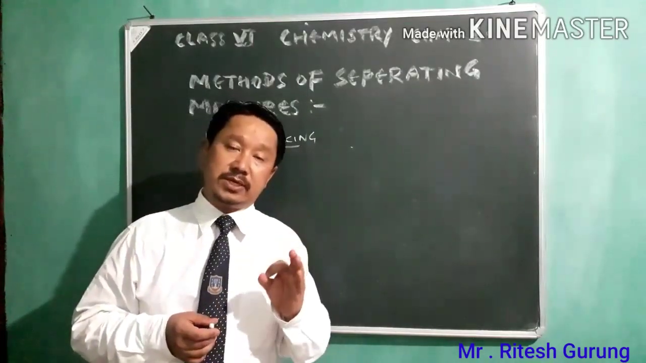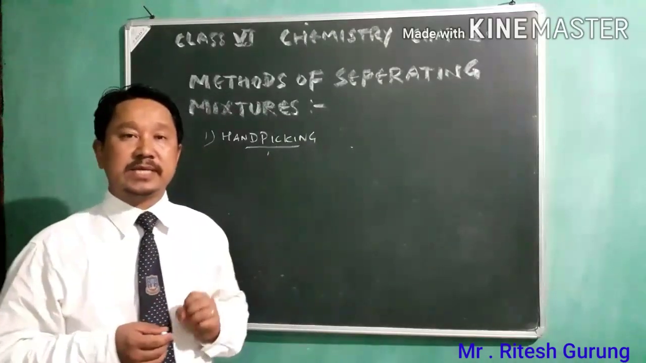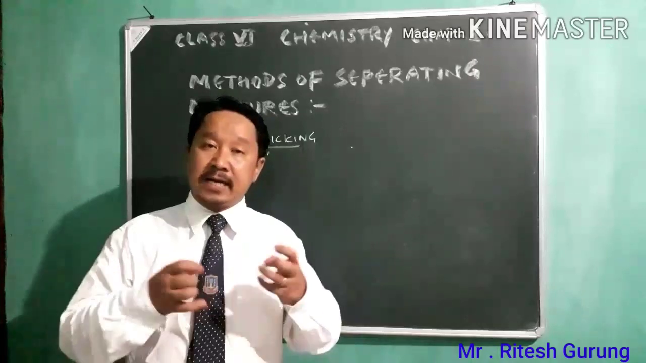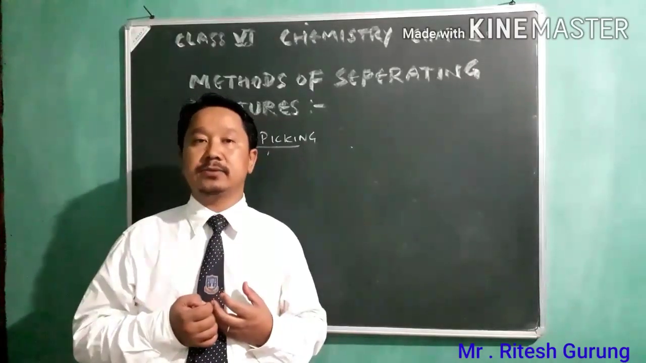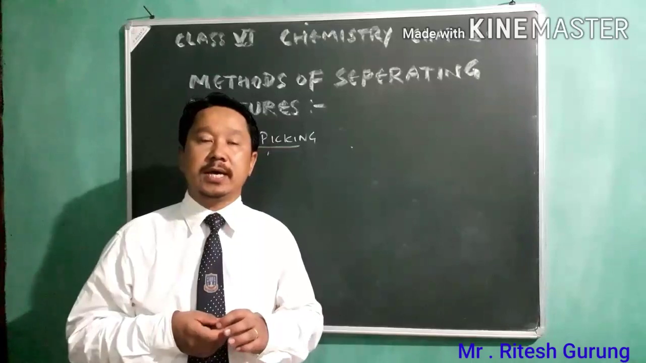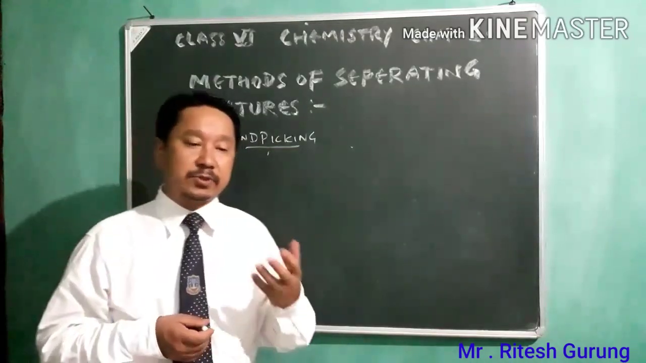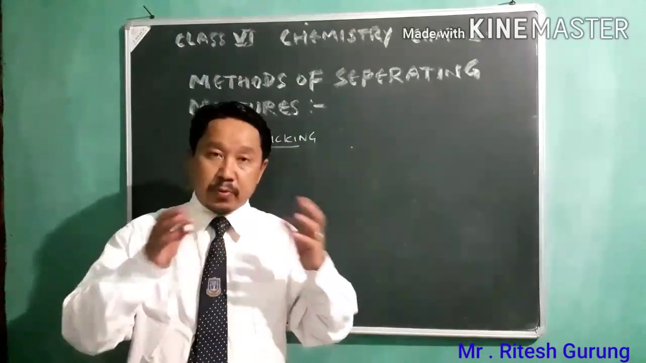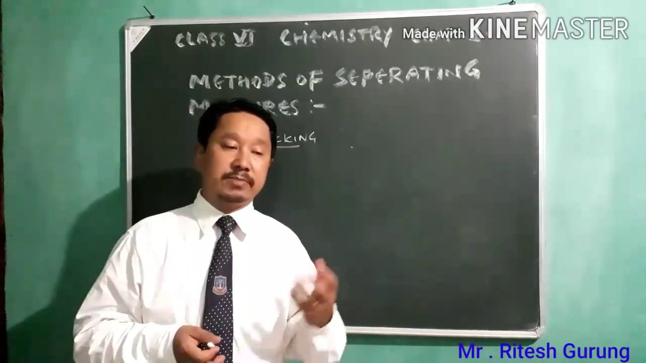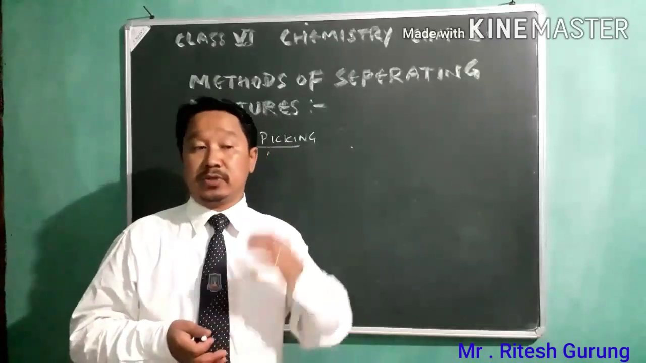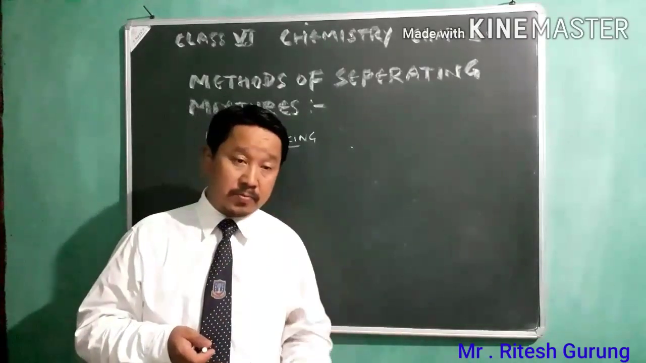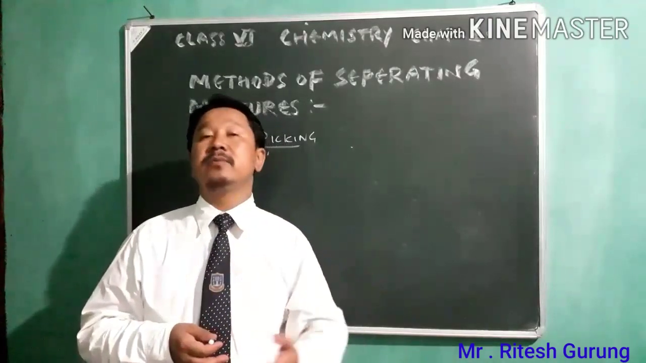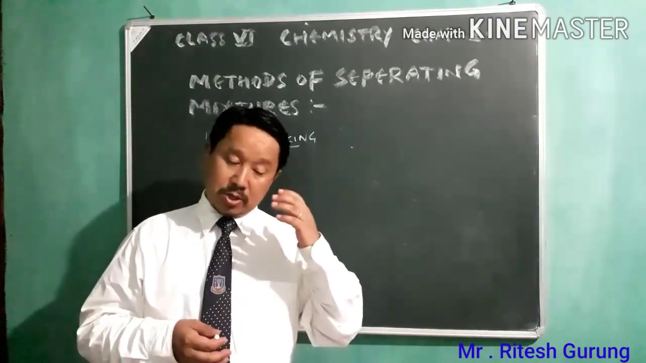Mixture is an impure substance made up of different components mixed up randomly in different quantities. And this mixture, as I've told you, is composed of different components of different properties, because different components in the mixture have different properties. So these different properties of the different components in a mixture are very much useful in separating them from the mixture.